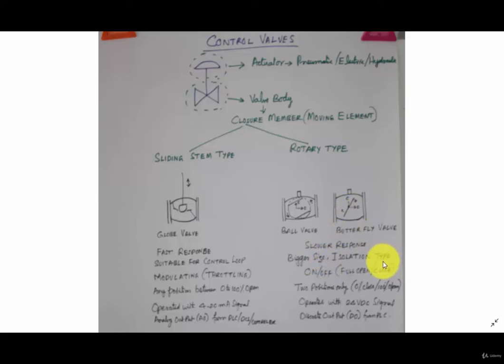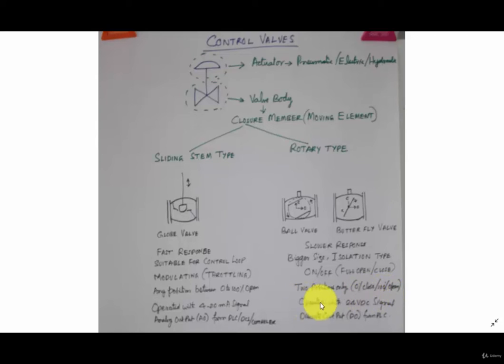So these are all mainly isolation type. Isolate the flow, isolate the pipeline. So they are used for isolation purposes. They are mostly on-off type, full open or full close. Two position only, 0% close or 100% open.